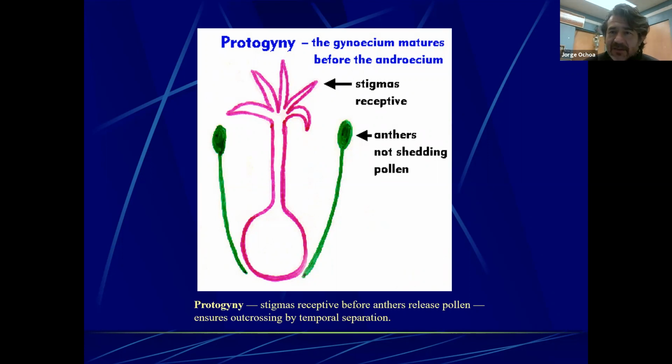So a flower can be female receptive for one day and then close, and then the next day is just going to be male receptive. And so by having the stigma or the female component mature and being receptive ahead of the stamens and the pollen, that ensures that the pollen from a different plant reaches the stigma.